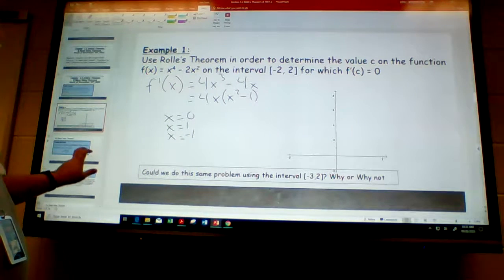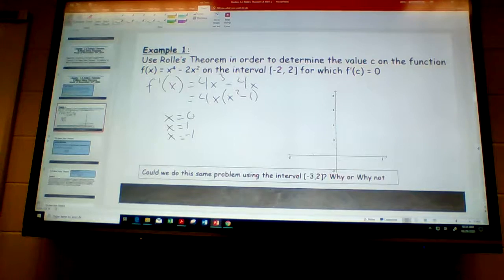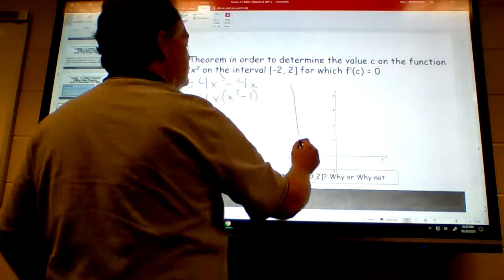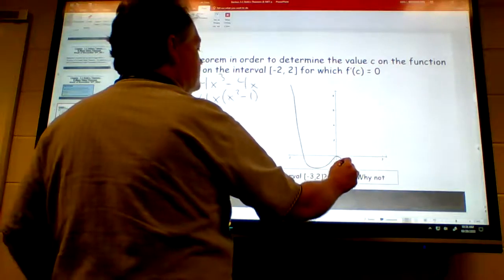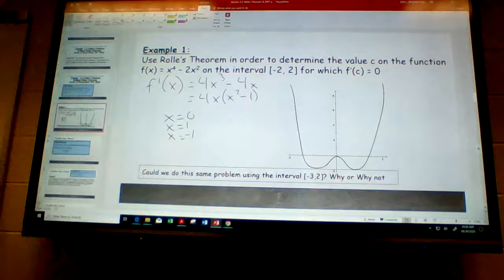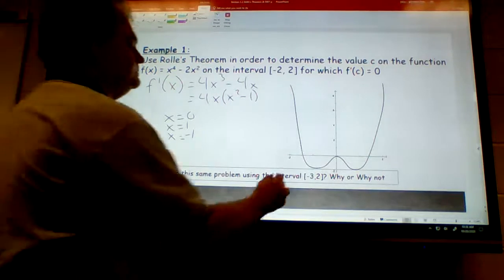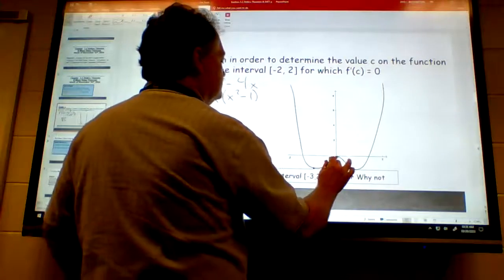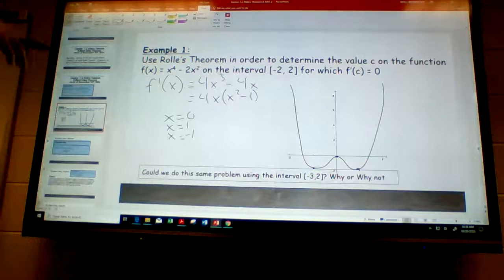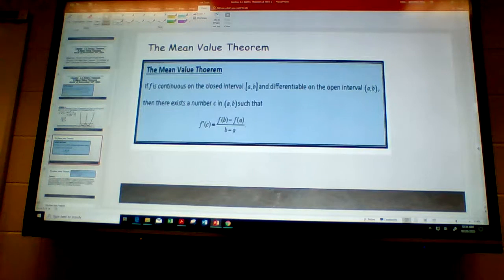All right, now, if you look at the graph, though, it's somewhere in between. All right. So there you go. You get a look at that. Now let's talk about the mean value theorem. Okay.